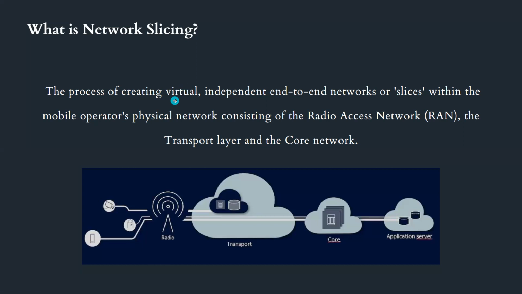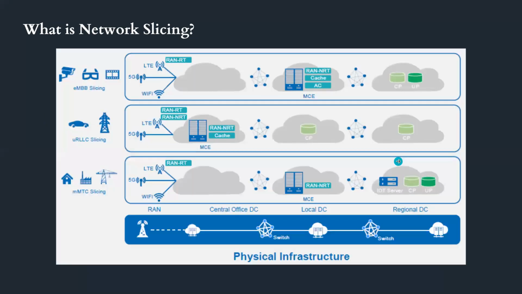Also, as mentioned in this definition, the slices will be independent of each other, and therefore the functions of each slice will not affect the functions of another slice. So each slice will work independently towards its goal. And a network slicing concept can be implemented like this.